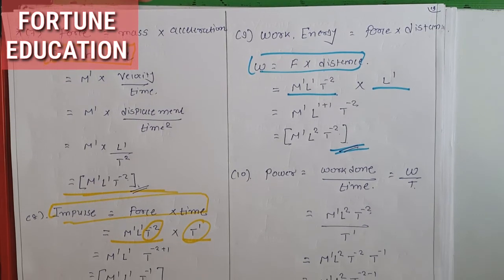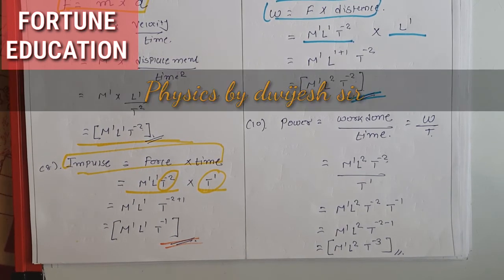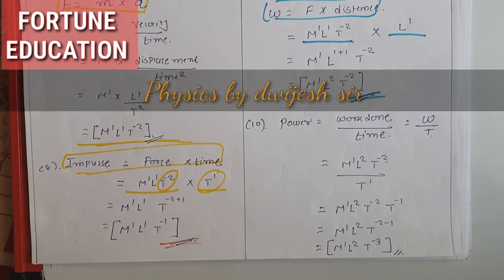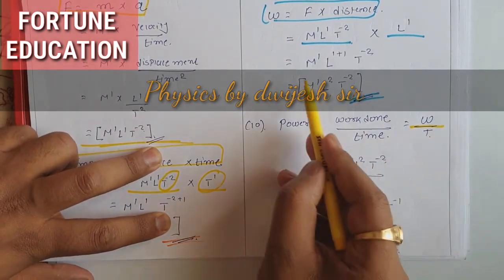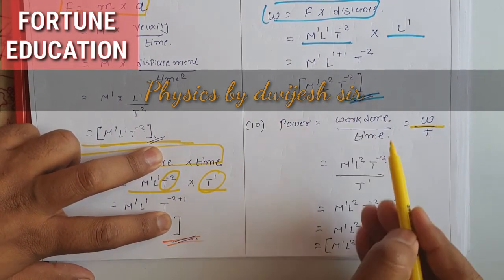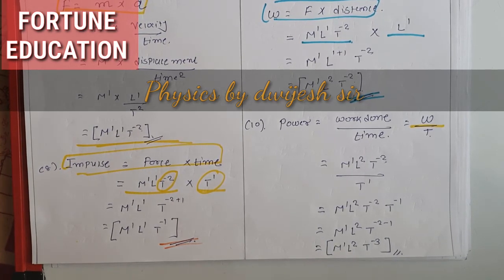And this is the last one for today: power. Power equals work done upon time. What is the equation of power? Power equals work done with respect to time. The dimension formula for work done is M^1 L^2 T^-2. Otherwise you can make it by yourself. Work done equals force into distance. You make the dimension formula for force, mass into acceleration, for acceleration velocity upon time, for velocity displacement upon time. Got it? This is the method, so you can recall that.